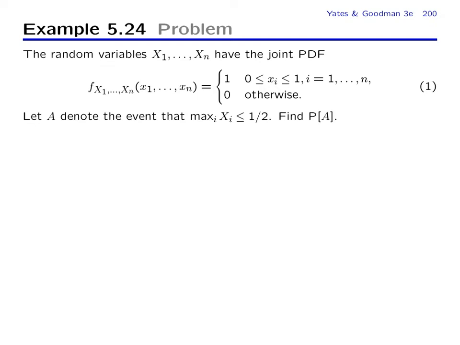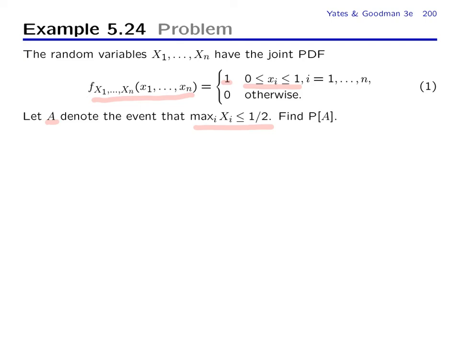So in this example, random variables x1 through xn have a joint PDF that's equal to 1, subject to the constraint that each xi is between 0 and 1, and otherwise it's 0. And we're asked to find the probability of event A that the max of these xi's is less than or equal to a half. So the solution in the book solves this as a calculus problem by doing n-dimensional calculus to integrate over the region where all these xi's are less than or equal to a half. But in fact, the problem is hiding its structure.